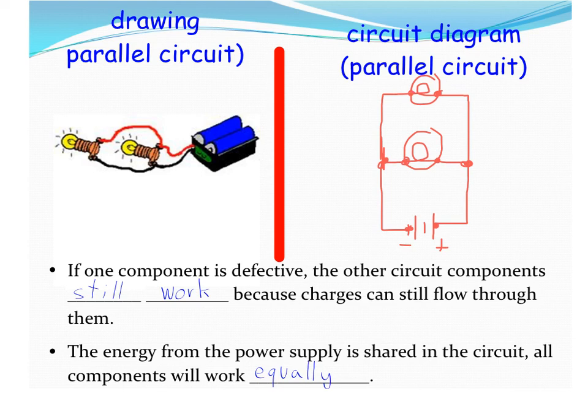Now, if one component is defective here, the other circuit component will still work. So for example, if I cut off this wire, the current can continue and come back to the power source. So the second light bulb would still work while the first one does not work. And here energy from the power supply is shared equally among the circuit components.